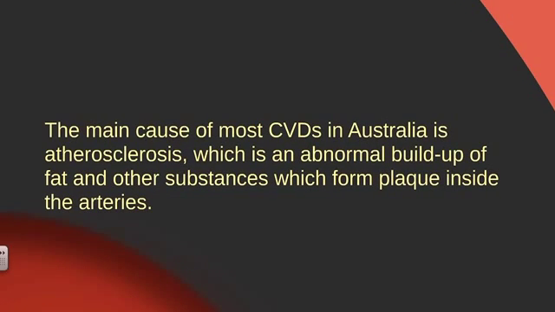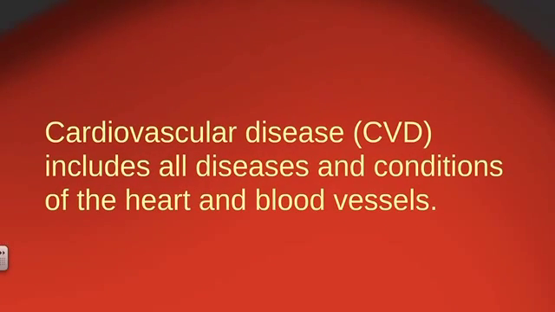Now the main cause of most CVDs in Australia is this term called atherosclerosis, which is a build-up of fat and other rubbish which forms as plaque inside the arteries, and that then prevents blood flow to many different areas of the body, causing many cardiovascular diseases. So it includes diseases and conditions of not only the heart but also arteries and also blood vessels.